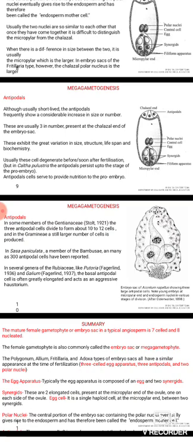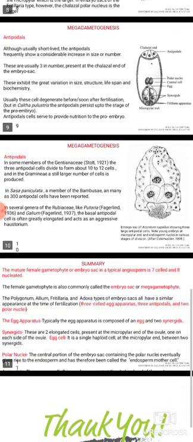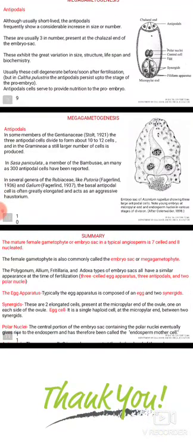And in some members of Gentianaceae, the three antipodal cells divide to form 10 to 12 cells, and in the Gramineae, a still larger number of cells are produced. In Sasa paniculata, a member of Bambuseae, as many as 300 antipodal cells have been reported. In several genera of Rubiaceae, the basal antipodal cell is often greatly elongated and acts as an aggressive haustorium.